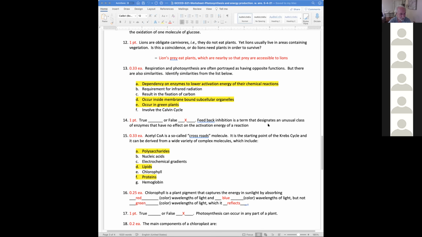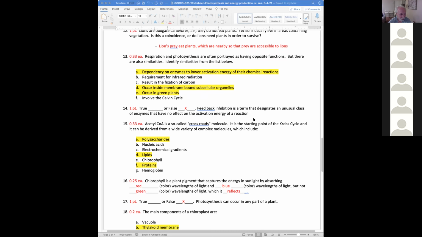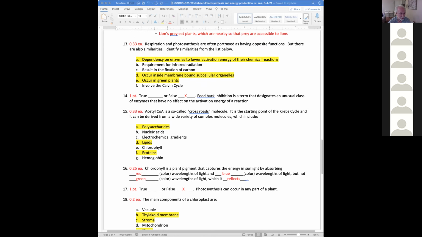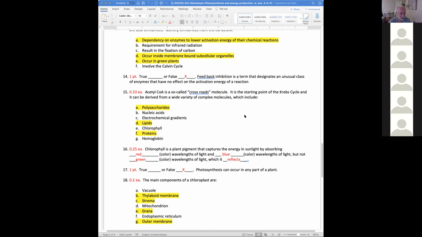The next one, 14. Feedback inhibition is a term that designates an unusual class of enzymes. Well, on the face of it, that's not true. This was a false statement.